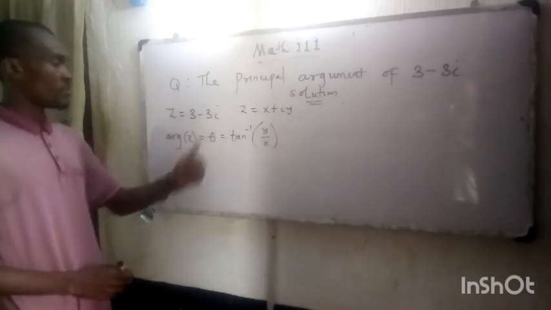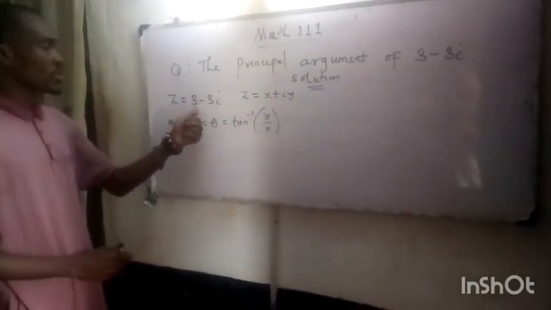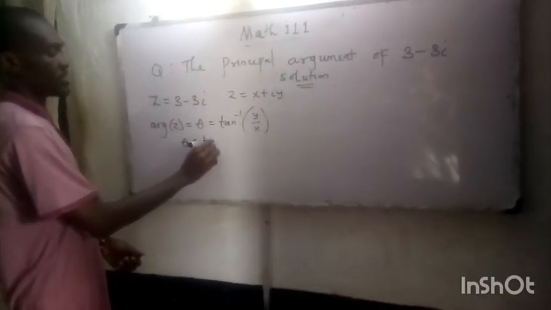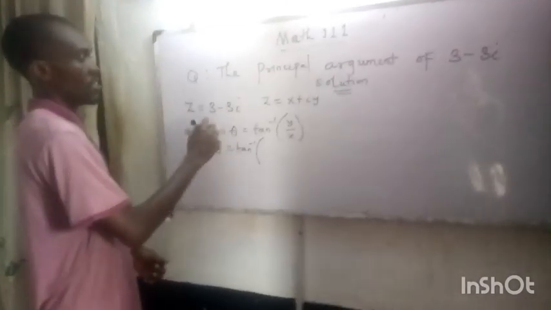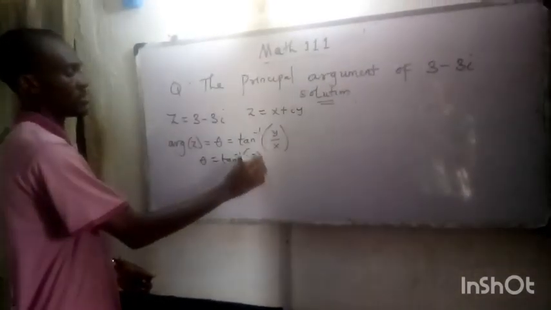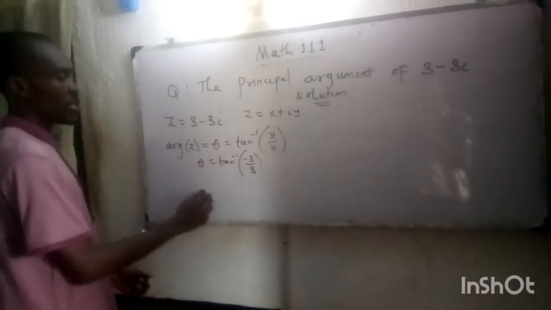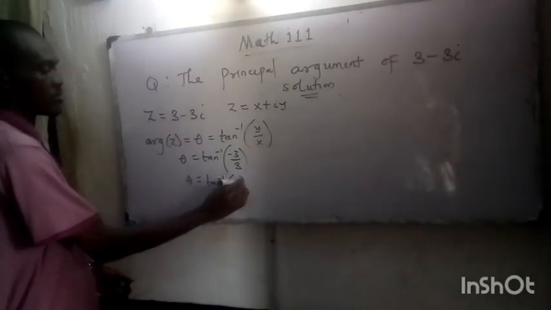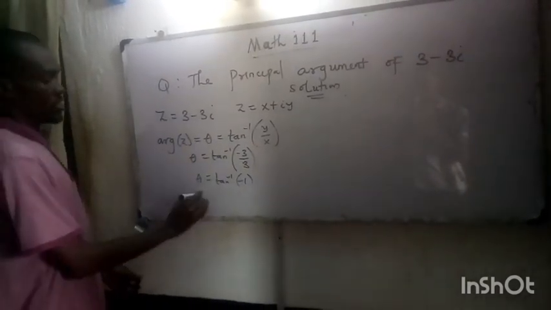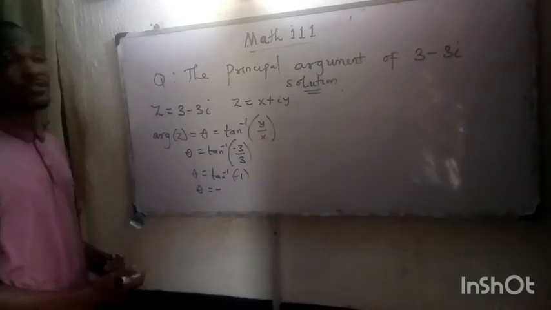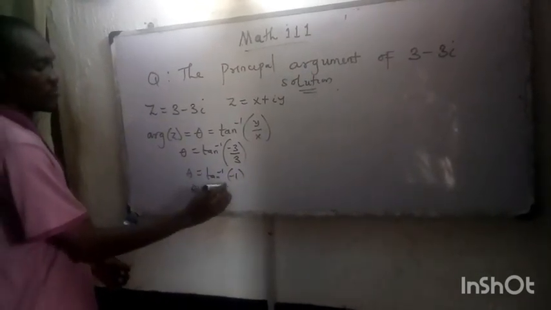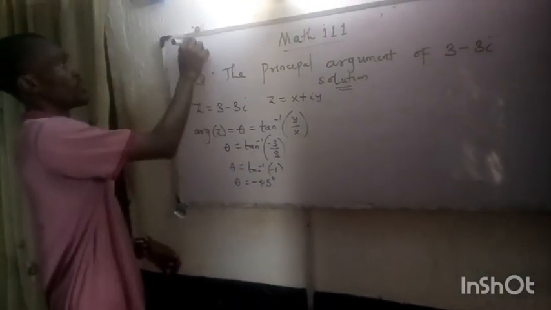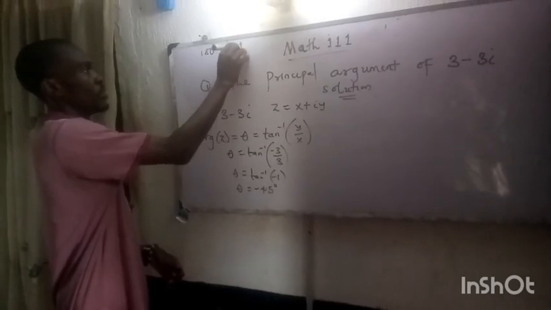3, which is the imaginary part, and the value of x is actually what? 3. So we have that theta is the tan inverse of y, which is minus 3 over 3. So we have theta is simply tan inverse of minus 1, which is definitely minus 45 degree. And minus 45 degree in radian form, don't forget 180 degree is 1 pi rad.